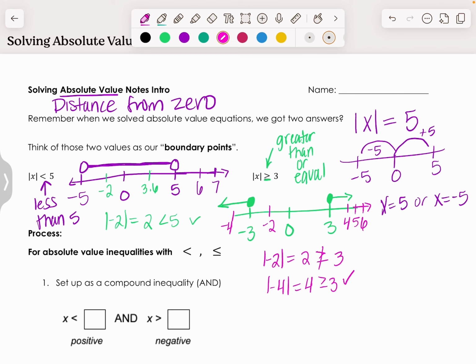So when we are thinking about our absolute value, we're really trying to think about which numbers are satisfying the inequality, so that the values are either less than, so between two numbers, or greater than, where we want it to be further away from our 0. Okay? So less than, we want it to be closer to our 0. Greater than, we need it to be further away from our boundary point so that it's greater than our number.